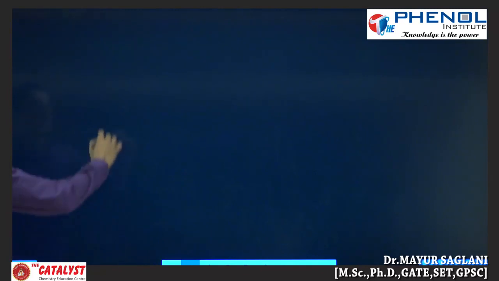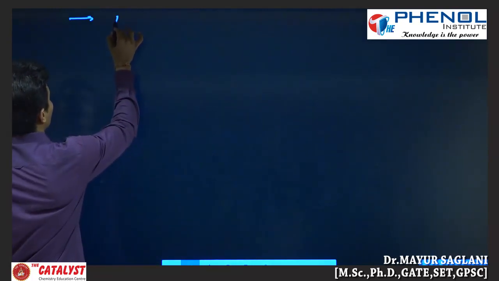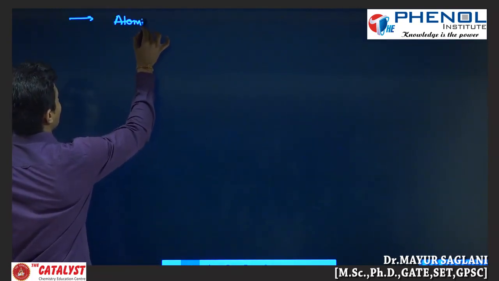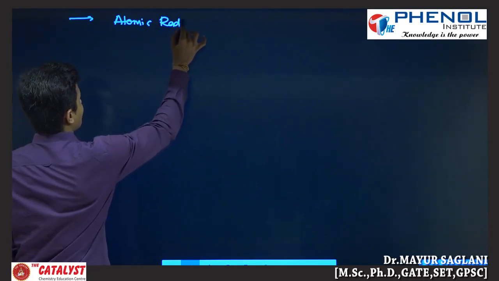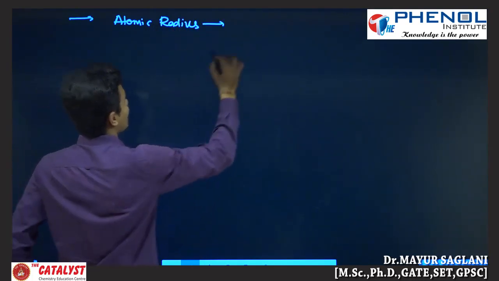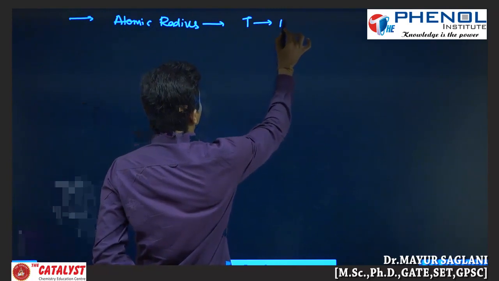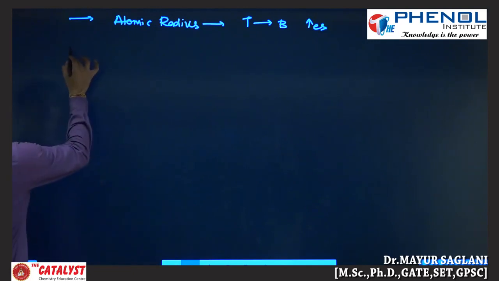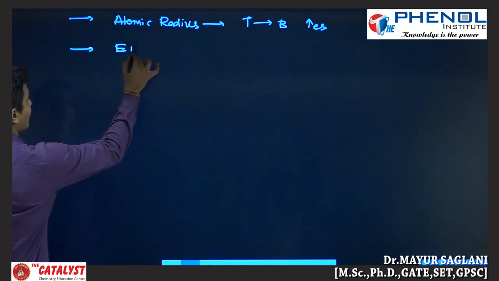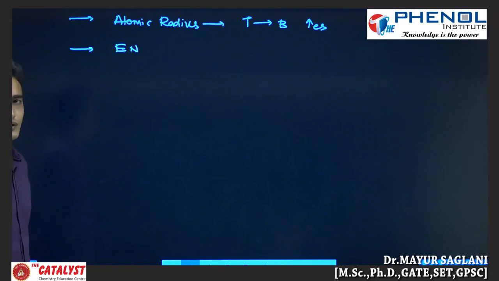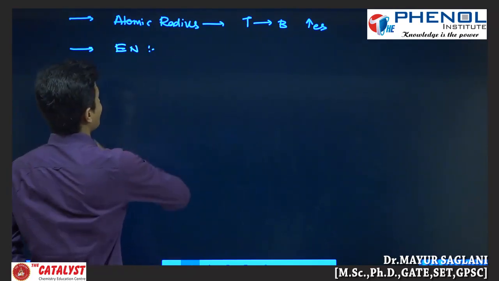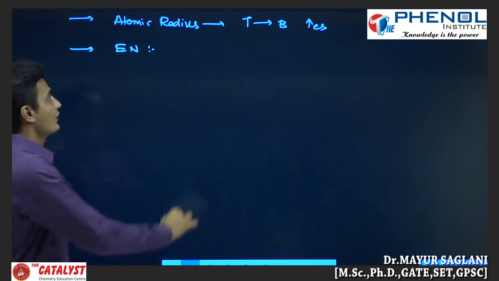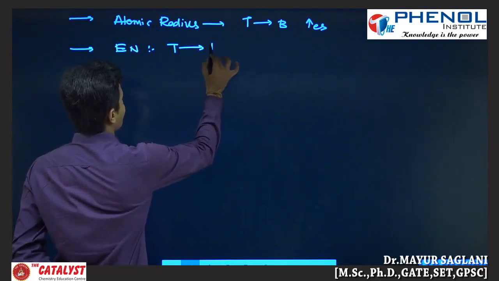Fine. So here I may write physical properties, that is the periodic properties. If we write physical property, then atomic size, or you may write atomic radius. There is no change in the atomic radius, and it increases from top to bottom. Fine. If you write electronegativity, there is not much change in the electronegativity. So it decreases from top to bottom.